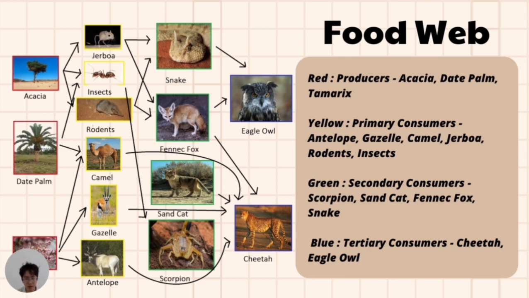gazelle, camel, jerboa, rodents, and insects. Now, our secondary consumers, outlined in green right here, are a scorpion, sandcat, fennec fox, and a snake. And our tertiary consumers in our food web, outlined in blue, are a cheetah and an eagle owl.